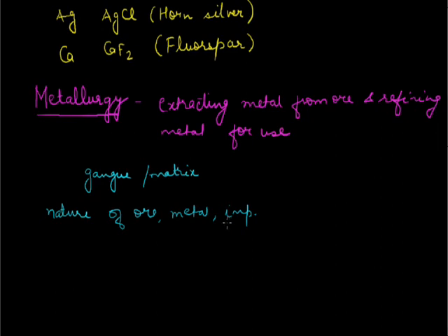So the type of method which has to be adopted during metallurgy will depend upon these three factors which I've already mentioned: nature of ore, nature of metal, and nature of impurity. So methods are optional, and which method will be adopted will depend upon entirely the nature of ore, metal, and impurity. But steps are compulsory to be performed.